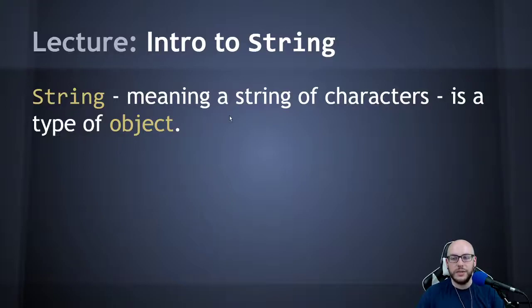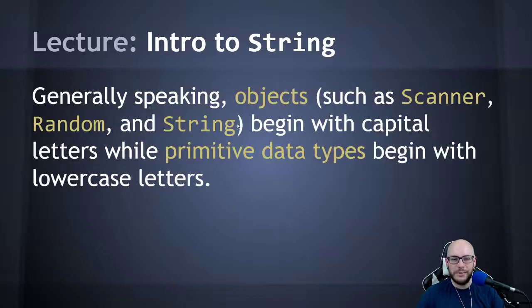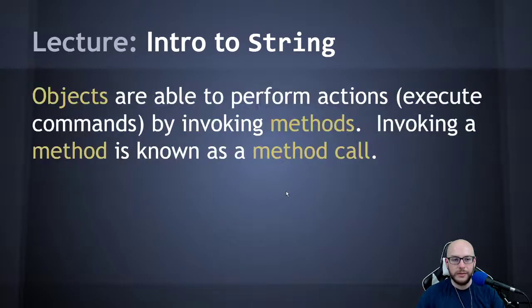String, meaning a string of characters, is a type of object. Generally speaking, objects, we know Scanner, we know Random, we now know String, begin with capital letters, while primitive data types begin with lowercase letters. This is a convention. This isn't syntax. You don't have to start objects with a capital letter, but we always tend to, and that is why you see these begin with a capital letter.